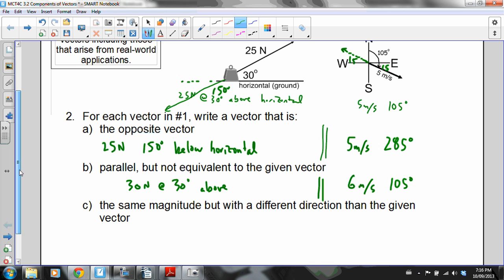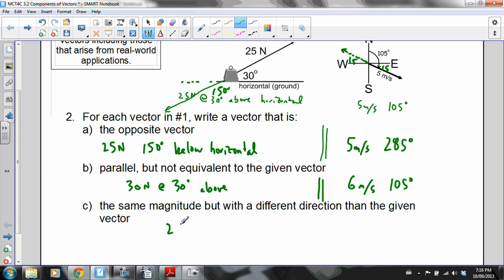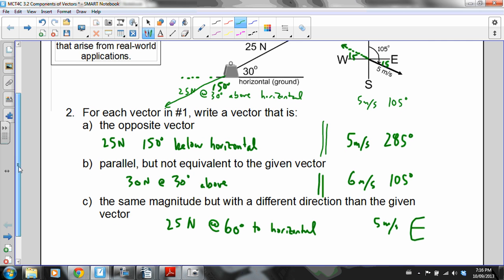The same magnitude, but with a different direction. Well, this is pretty easy, right? Same magnitude so this one has to be 25 newtons, but at any other angle. So who knows, 60 degrees maybe? And this might be same magnitude in any other direction. Maybe we'll say straight east. One of my favorite directions, straight east.